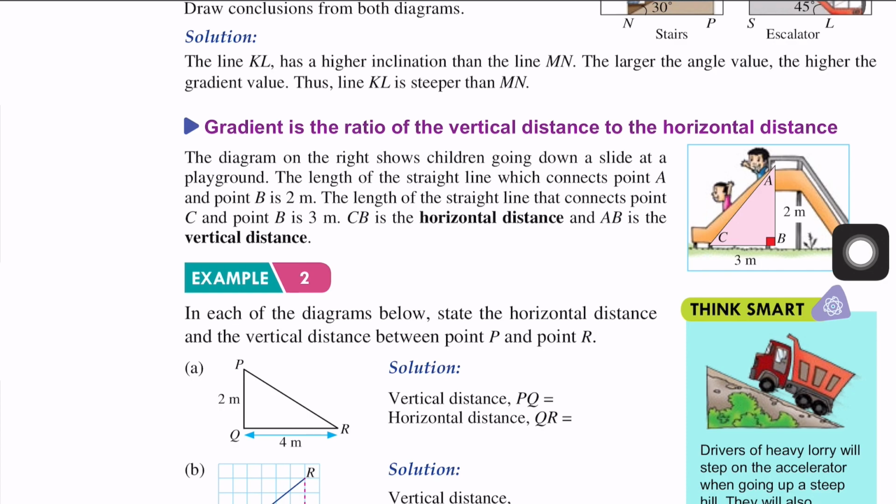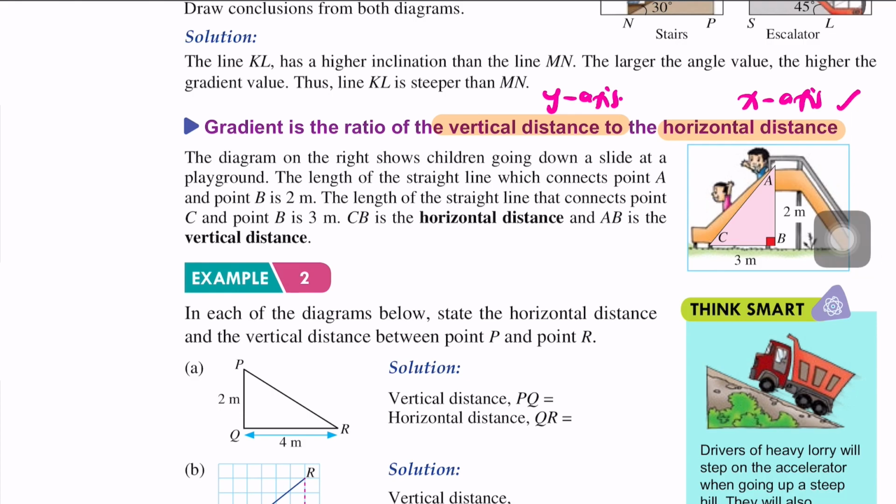Next. Gradient is the ratio of the vertical distance to the horizontal distance. So what is horizontal and what is vertical? Untuk mudah untuk kita faham, horizontal biasanya saya akan beritahu student saya horizontal is x-axis lah, vertical is y-axis. You have learned about coordinates before, right? So it's the same thing. Horizontal, you can imagine the x-axis on the Cartesian plane, and vertical distance, you can imagine is the y-axis on the Cartesian plane.